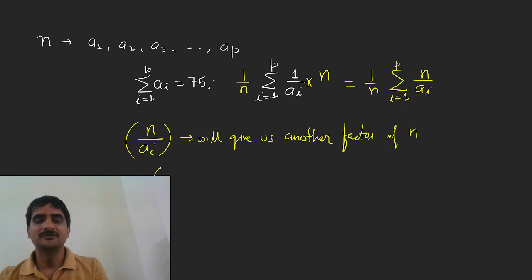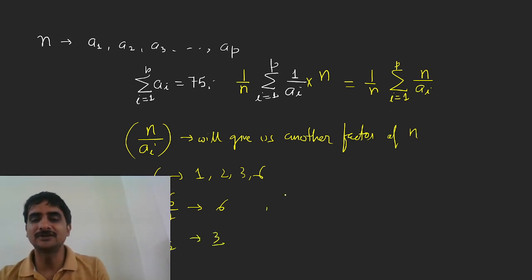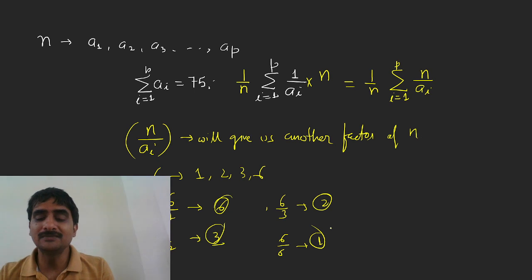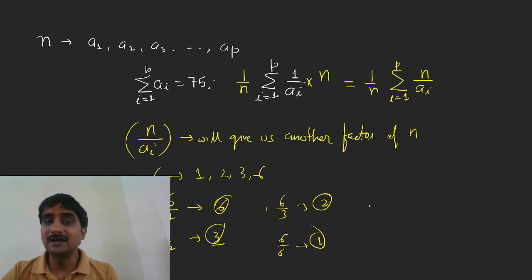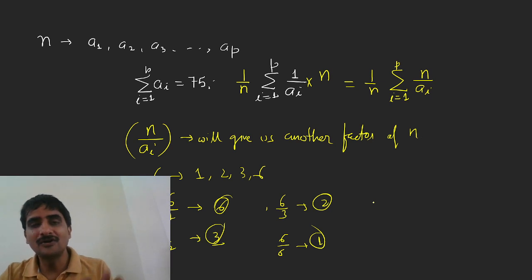Like for example, 6 has factors 1, 2, 3, 6. Okay, so 6 by 1 gives us another factor 6. 6 by 2 gives us 3, yet another factor. 6 by 3 gives us yet another factor, and 6 by 6 gives us another factor. So when you divide the number by one factor, you get another factor of that number. So when you divide the number by all its factors, you get all the other factors.